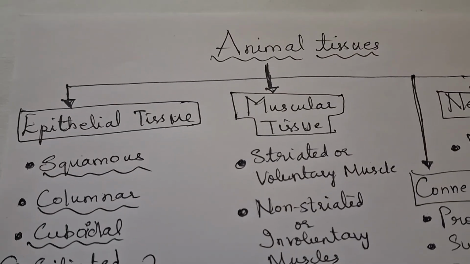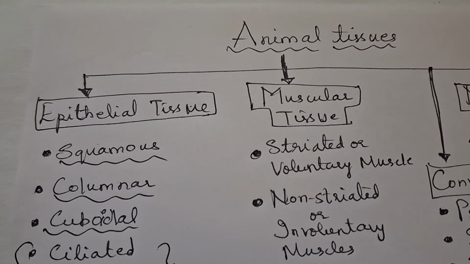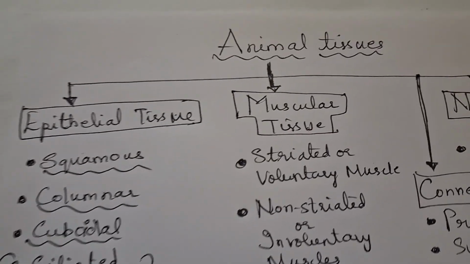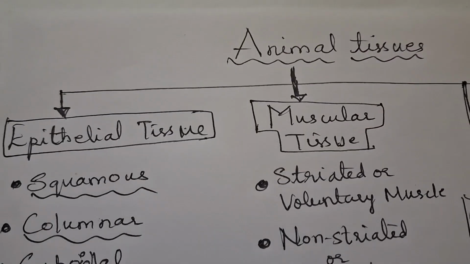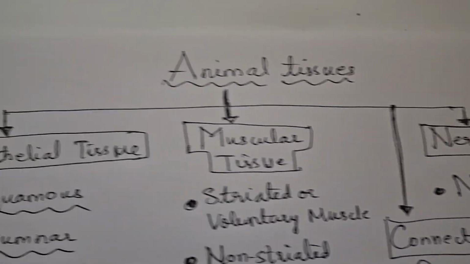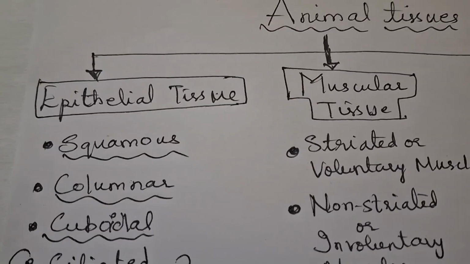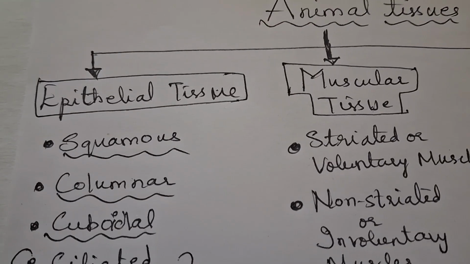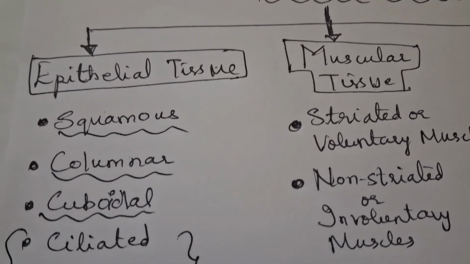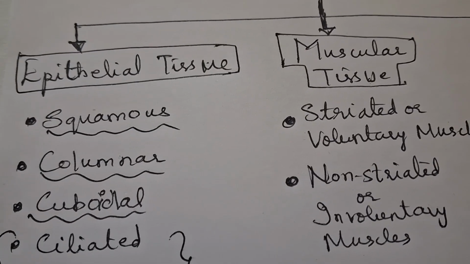Today's video is about tissues, animal tissues, class 9. Under animal tissues, we have epithelial tissue, muscular tissue and nervous tissue. In epithelial tissue, you find three different types: squamous, columnar, cuboidal. If cilia are present, it is ciliated epithelial tissue.